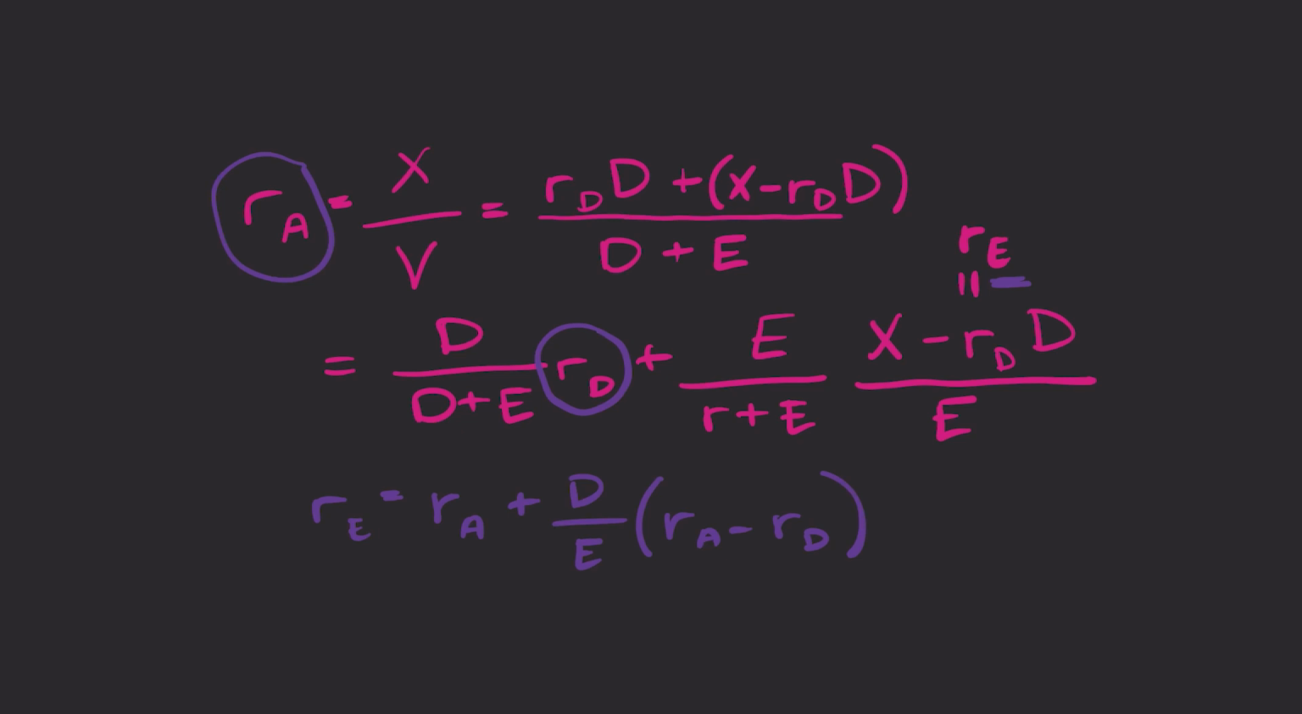Typically, the return on debt is going to be lower than the return on assets, which means that the more that the firm levers up, the more debt it takes on, the higher the return on equity is going to be.